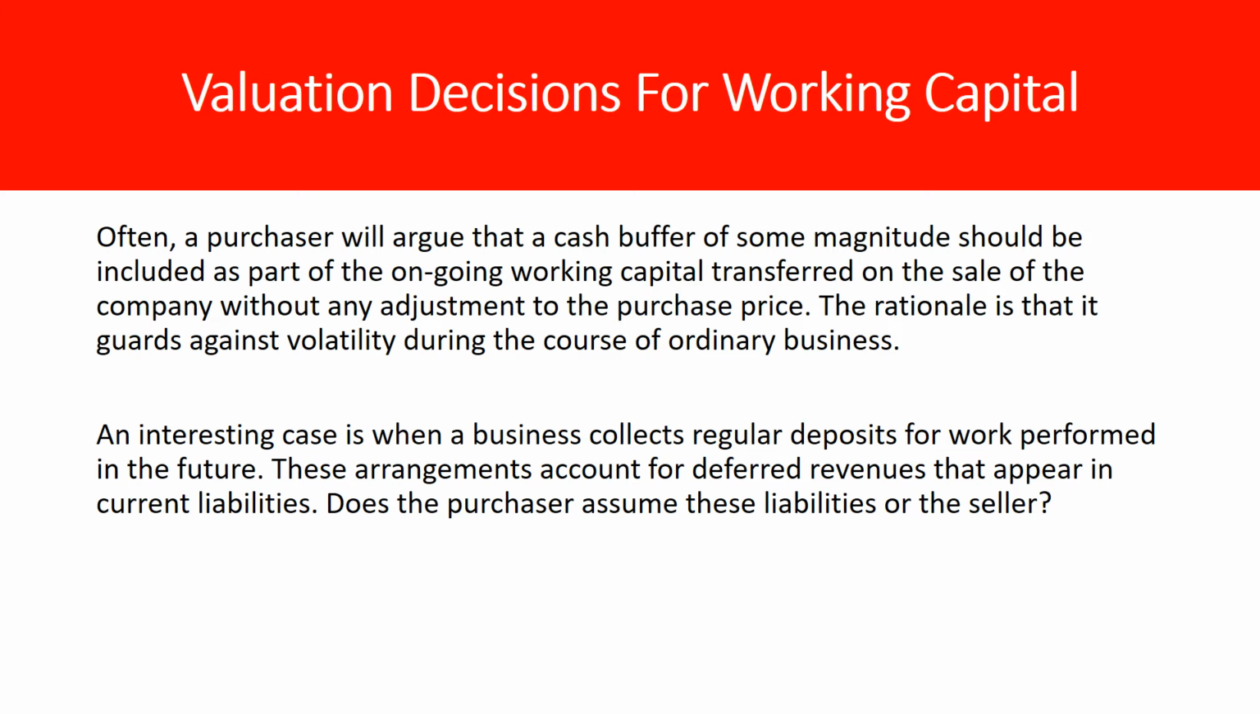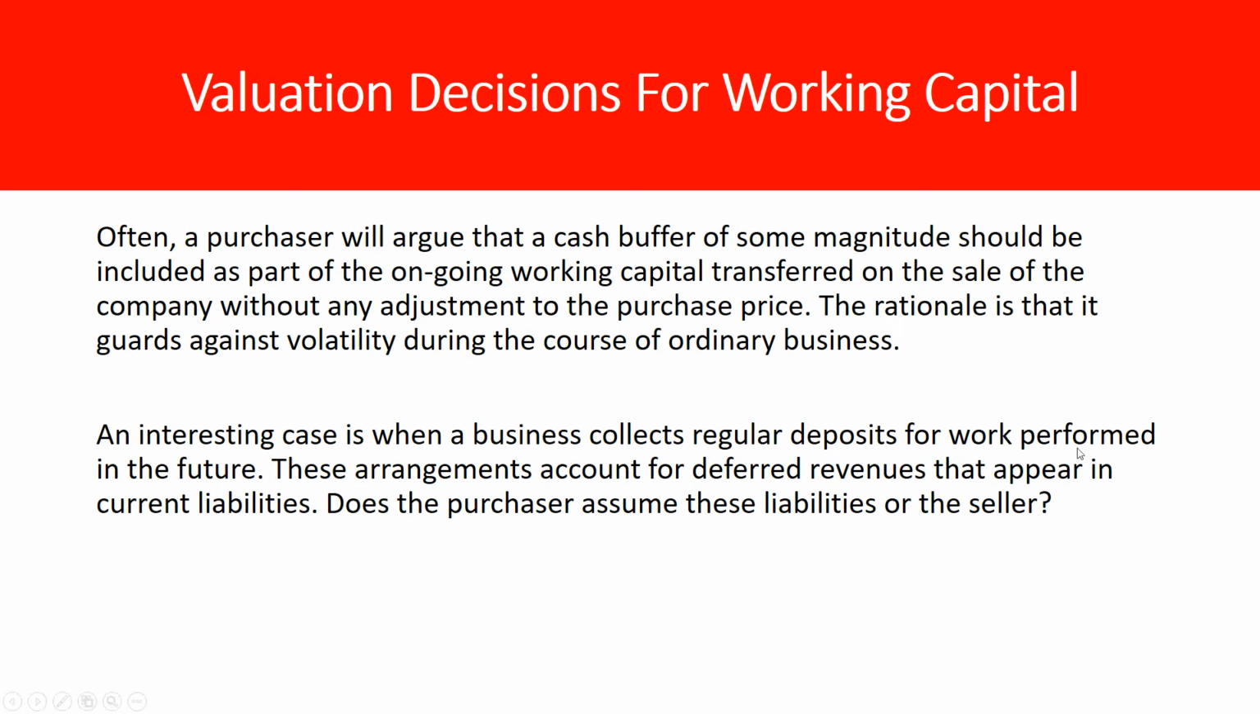So it's a really touchy subject, and that's why a lot of people avoid it, because it's not clear. There are no clear rules with regards to, do we include cash in the working capital of that business and therefore the ownership of that working capital, or do we exclude it? So the rationale is that it guards against volatility during the course of ordinary business. So for a purchaser, if they somehow are able to negotiate to acquire some of that cash as ongoing working capital, then it makes sense. It can be a buffer.